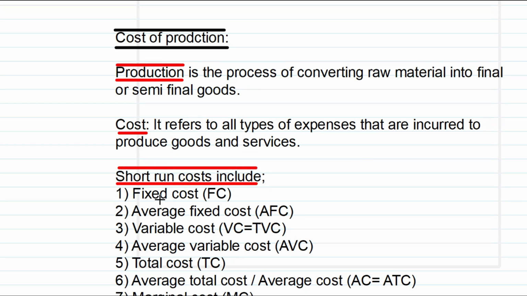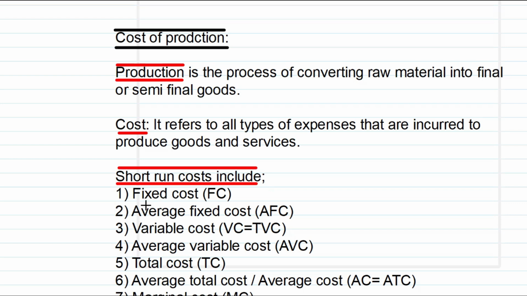Short run is a period of time in which at least one factor of production is fixed. In business studies and accounting and many other subjects, short run is basically the time period, number of years. But in economics, we don't consider number of years in the short run or long run. Rather, we look into the factors of production. If there is any one factor of production which is kept constant and cannot be changed, then such time is known as short run period of time.